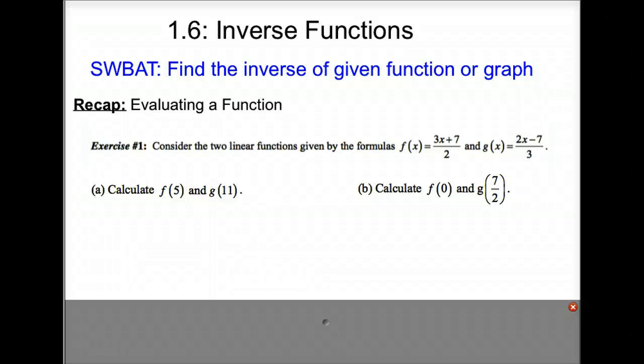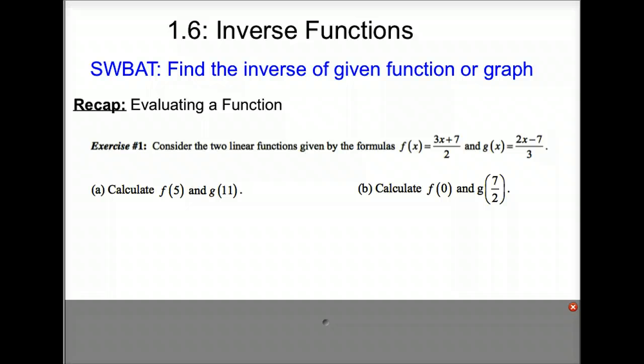It's all about inverse function, lesson 1.6. Students will be able to find the inverse of a given function or a graph. So a quick review: how do we evaluate a function?